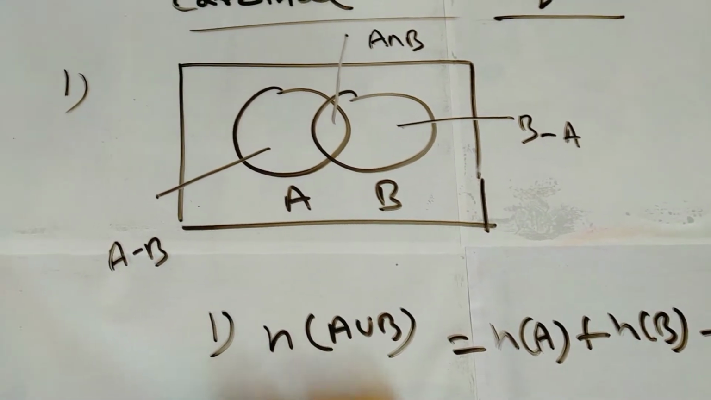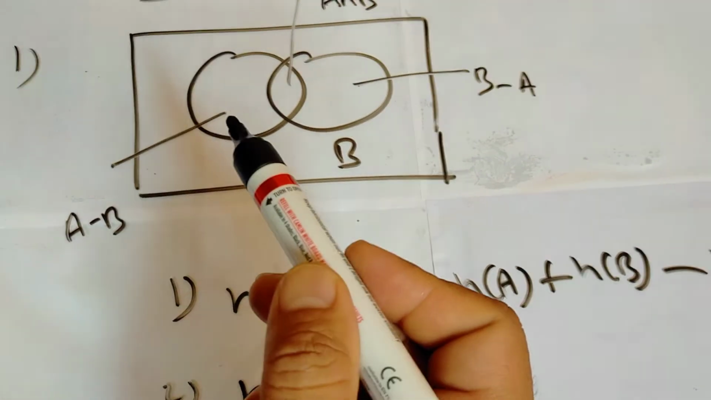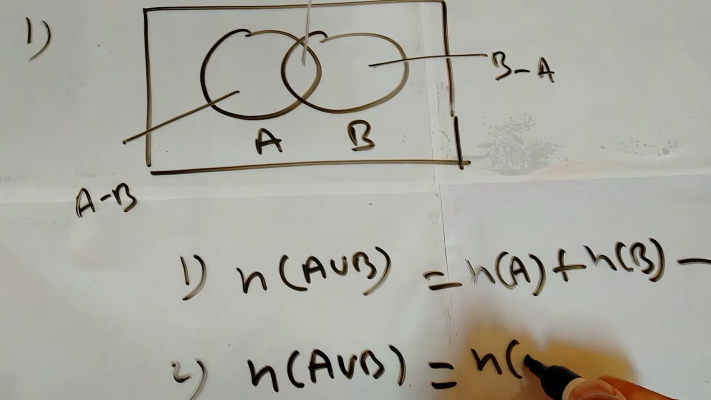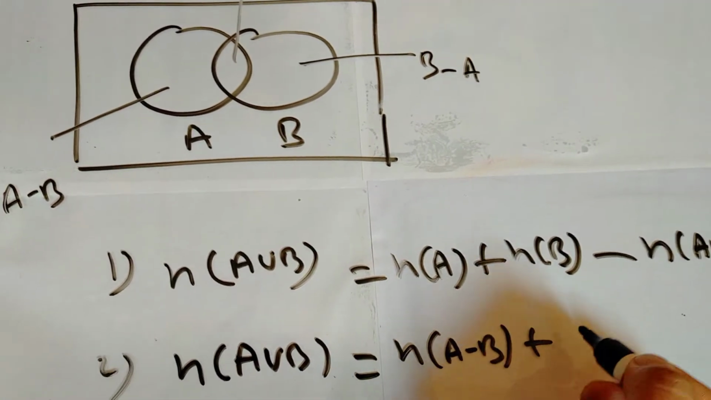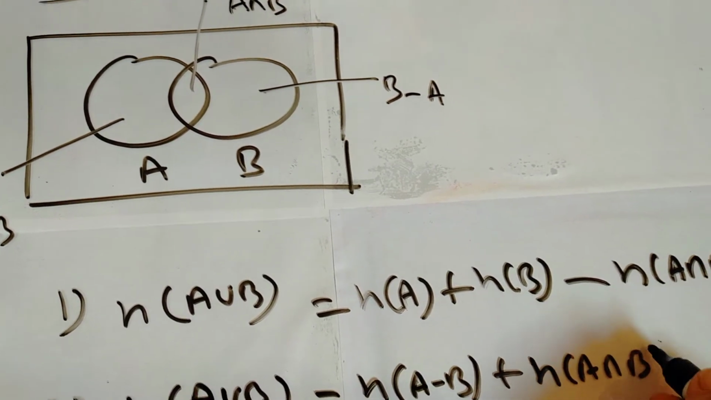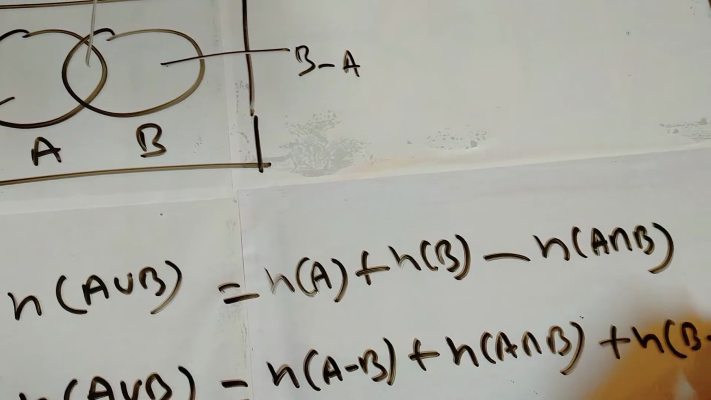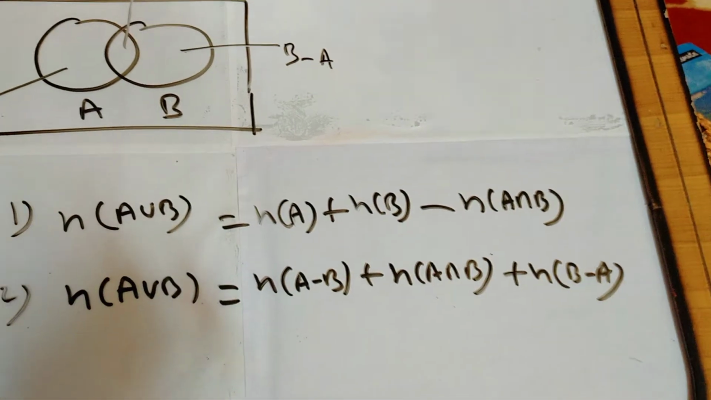Now today we can make this rule like this also. Number of elements in A minus B, plus number of elements in A intersection B, and plus number of elements in B minus A. You can write this rule like this also.